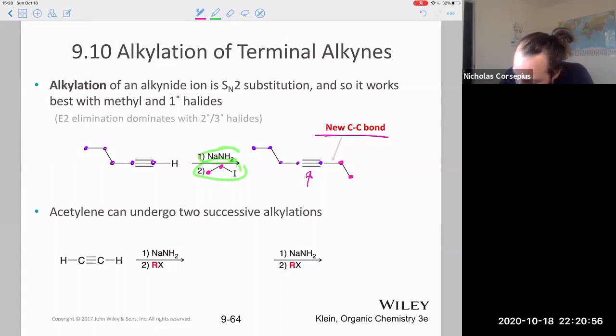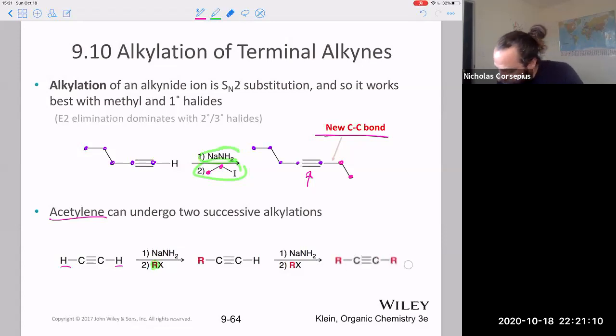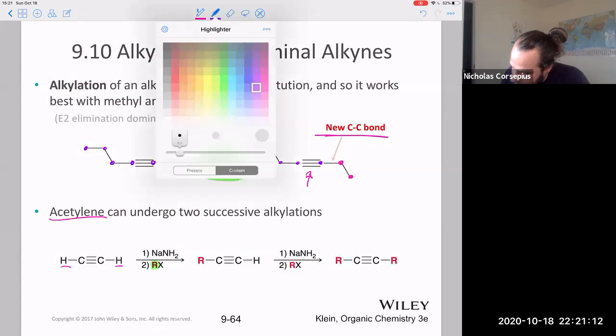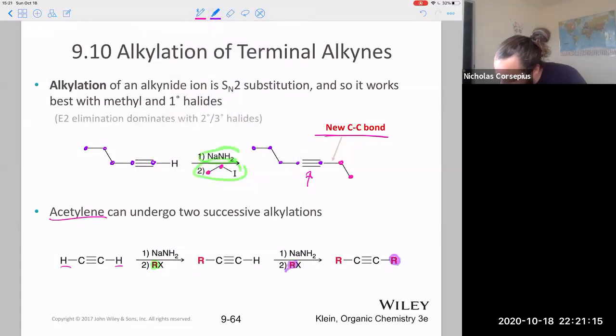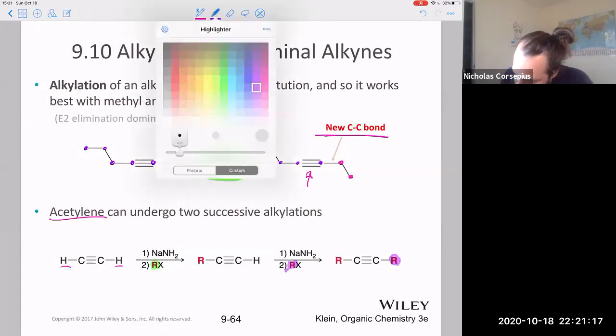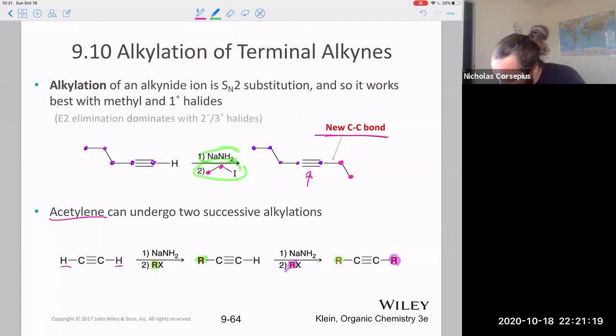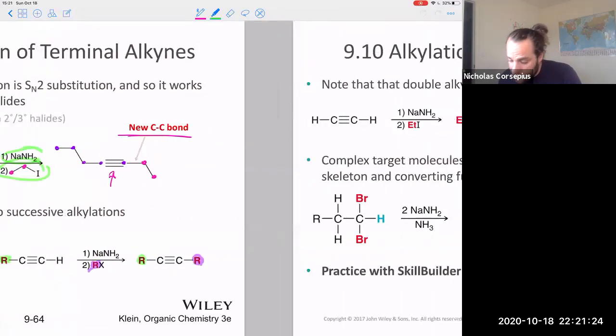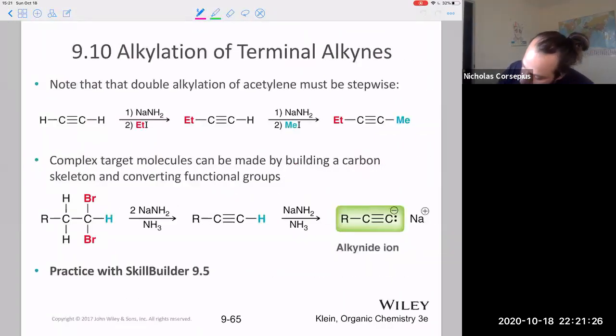If you have, this is the real acetylene where you have 2 hydrogens on either side. These can actually undergo 2 successive halogenations, right? So you can put a halogen on one side and then do it again and put another halogen on the other side. Yes, I forgot to color code these. Okay, and actually these have to be done stepwise or in successive steps.